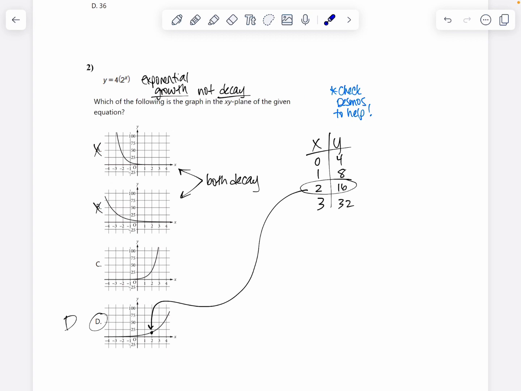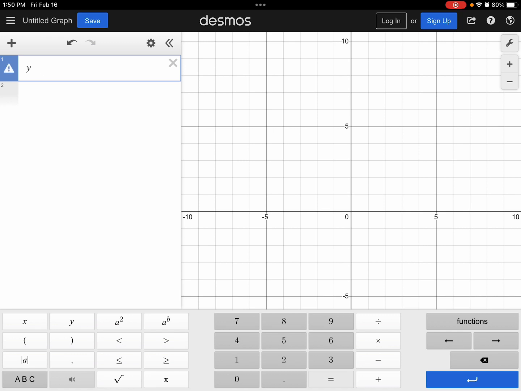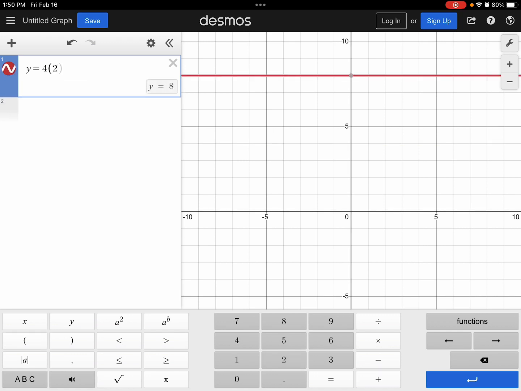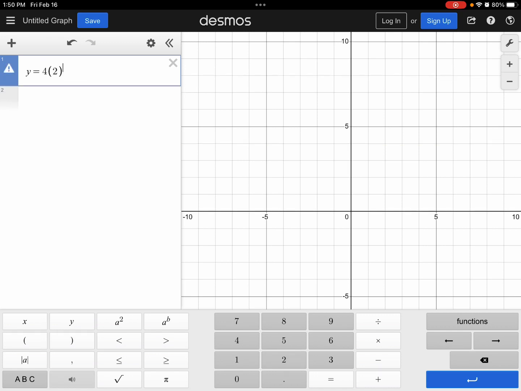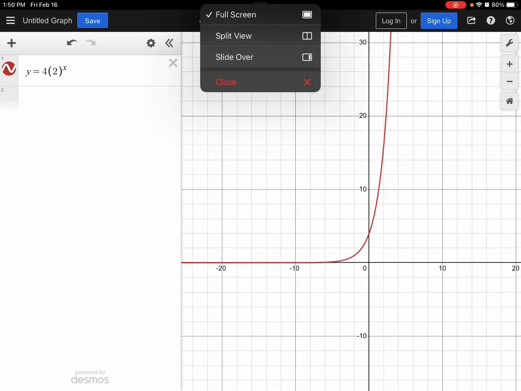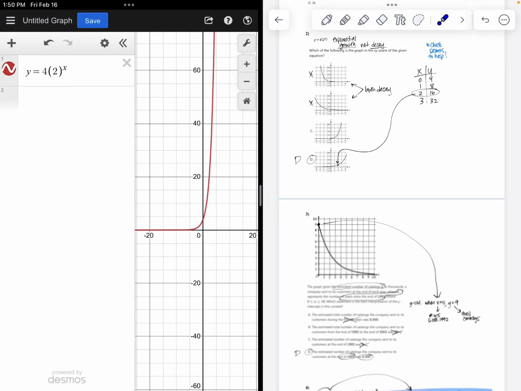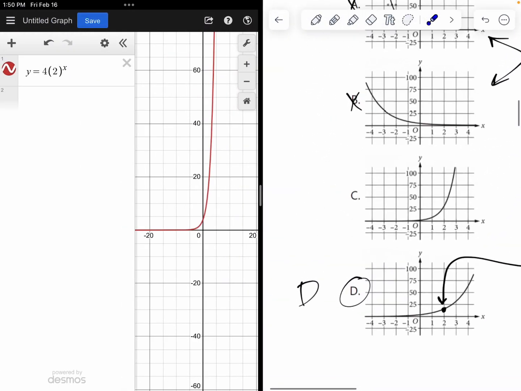So I'm going to flip to that really quick. Y equals 4 times 2 to the x. Look at the little a to the b button next to the exponent button. That's how you get the 2 to the x there. And you can zoom in and zoom out. And I'm not sure if I can split screen this, it's not super obvious which of the correct answers it is between C and D.